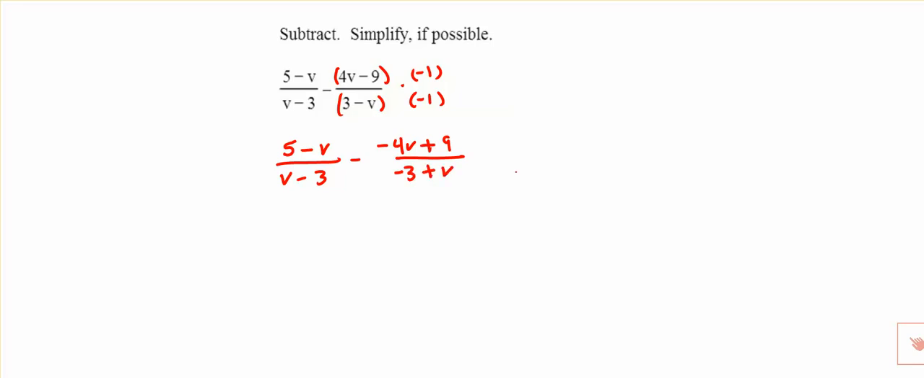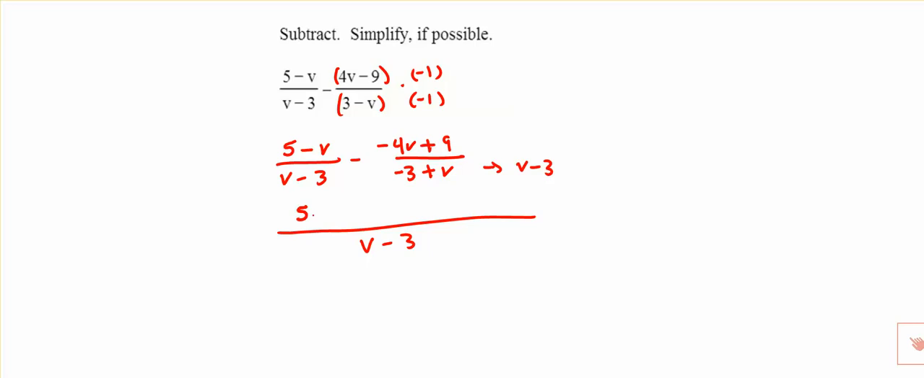Now, if you look carefully at your denominators, they are the same now. The v's are positive and the 3's have the negative or the minus with them. So -3 plus v, that really is the same thing as v minus 3. Well, that's great. Now we can write our numerator over this one common denominator.